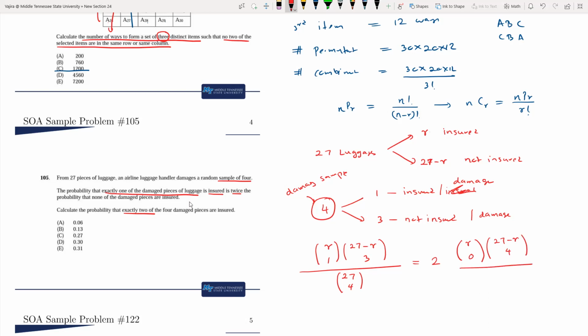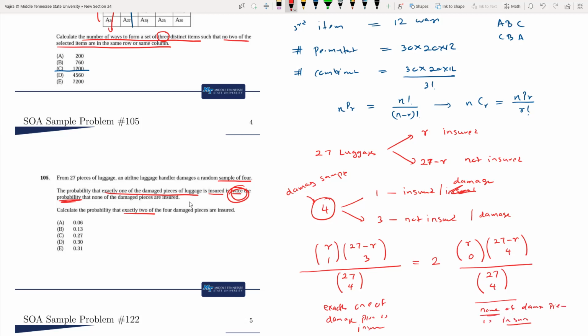And how many ways you can choose this? 27 choose 4. Why there's 2? Because it says twice the probability. Okay, so this side you have exactly one damaged piece is insured, and this side you have none of the damaged pieces is insured. Damaged luggage is insured.